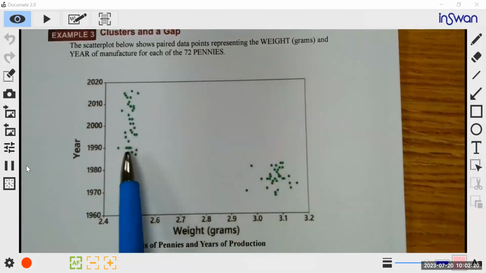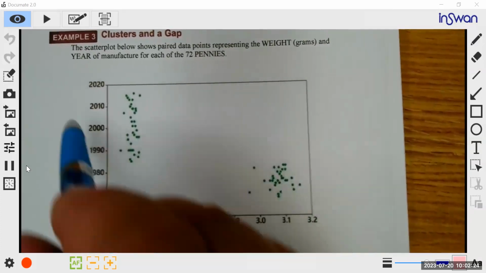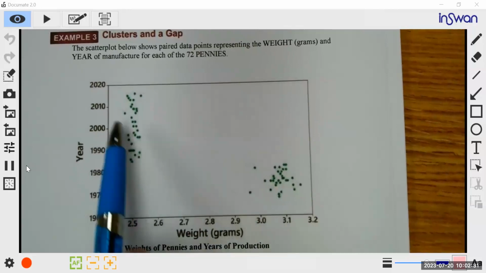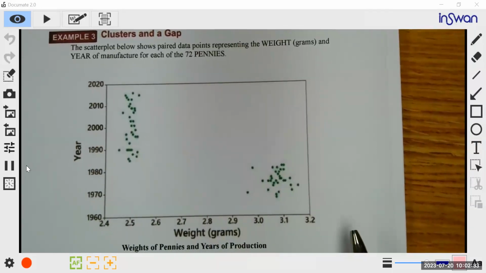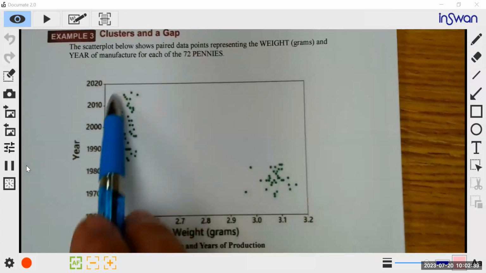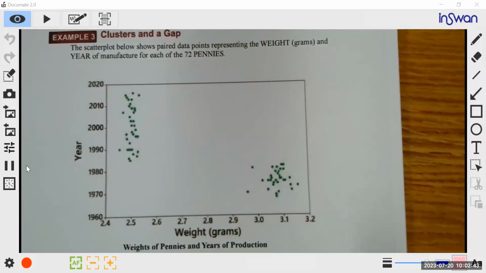So again, if you see this, is there a correlation? Well, you think, okay, if you draw a line like this, which means that the heavier it is, the older it is, would that be true? Yeah. But there's no correlation there, because this group of data and this group of data have their own information about it.